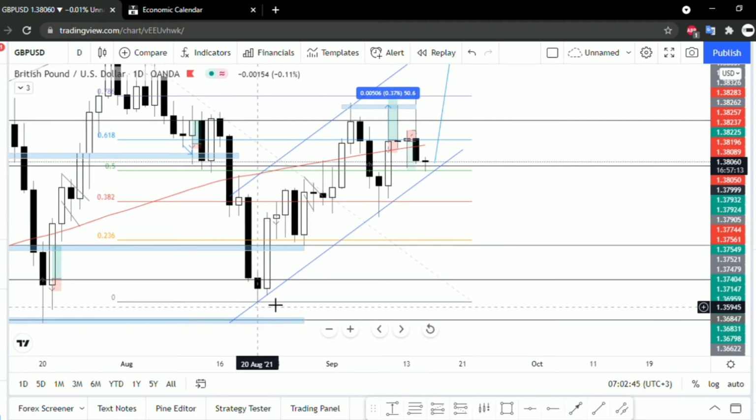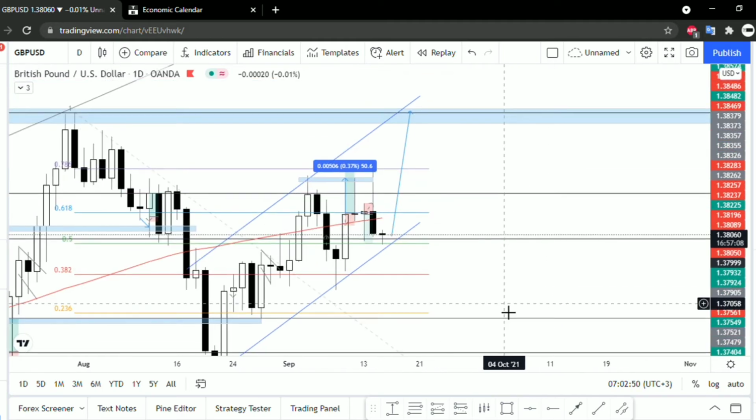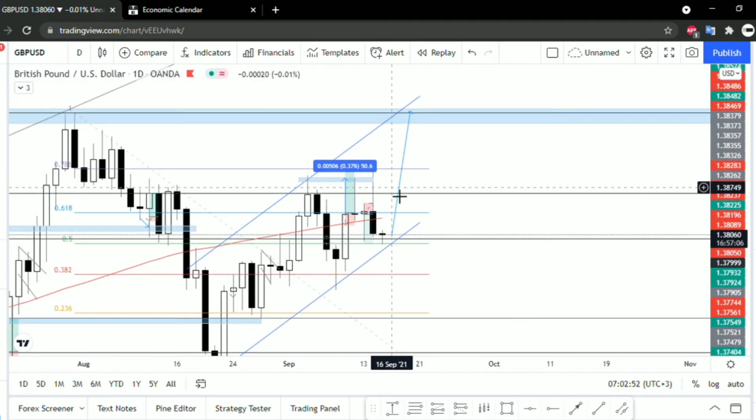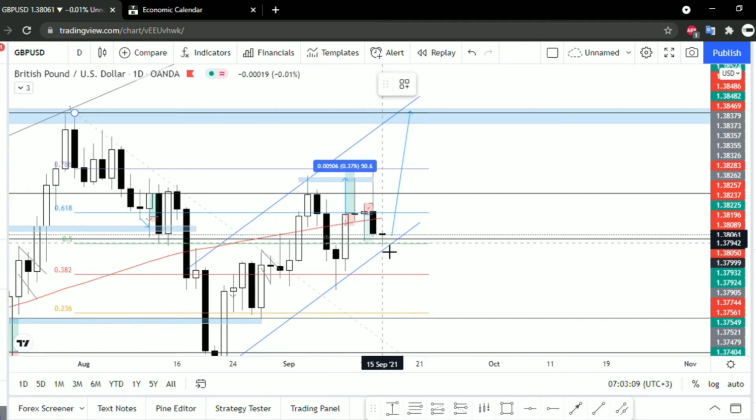As you can see here, we have one touch, two touches, so this is going to be the third touch, and normally the third touch causes a massive movement to the upside or to the lower side, depending on which side of the trend line the market is moving. So I am anticipating to see a reaction around this area. Okay, so this is around price level 1.38, so around this area.